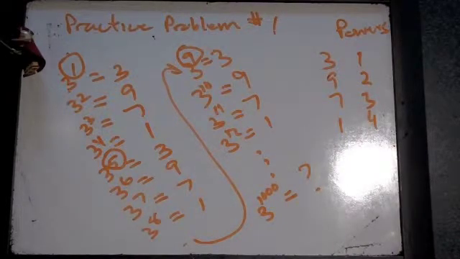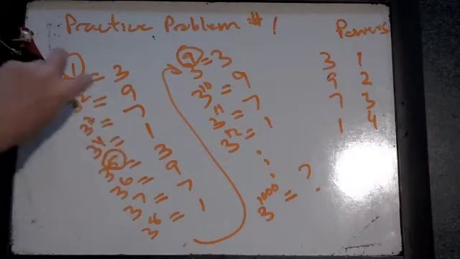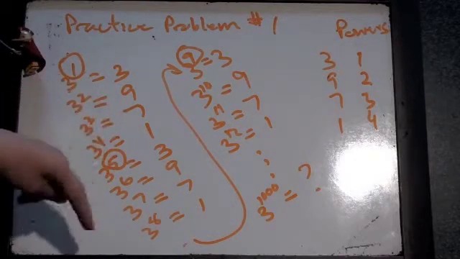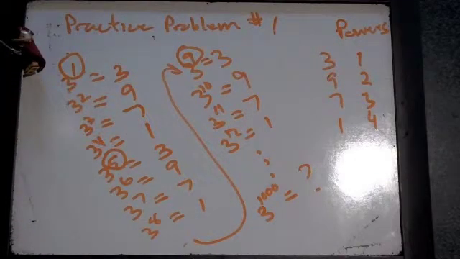So when the power has a remainder 1 when divided by 4, in other words 1, 5, and 9, what's the last digit of 3 to that power? Looks like the last digit is all 3s. So if the power has a remainder 1 when divided by 4, the last digit's a 3.